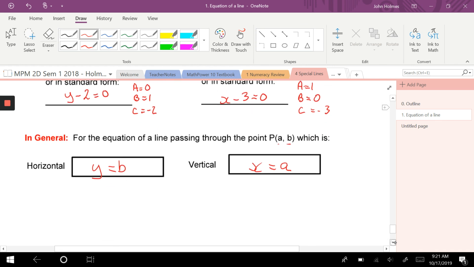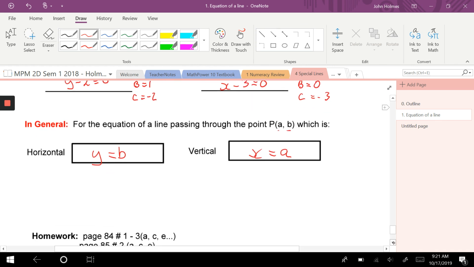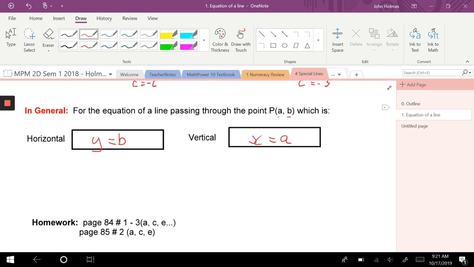And so it may seem pretty simple. Doing the homework to reinforce the concepts is going to really help you as we progress, because we're going to be applying these concepts into more difficult areas. Okay, if you've got questions, please come and see me.